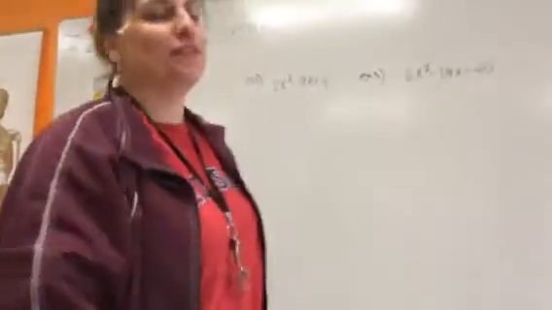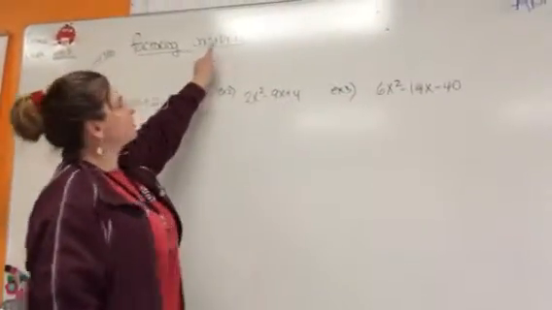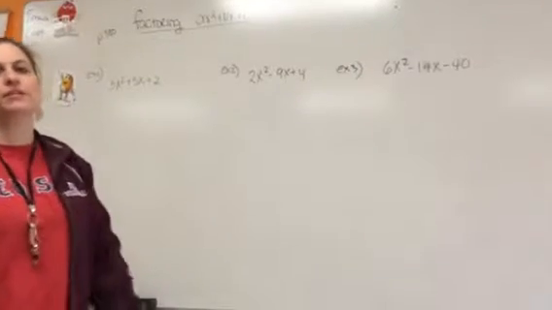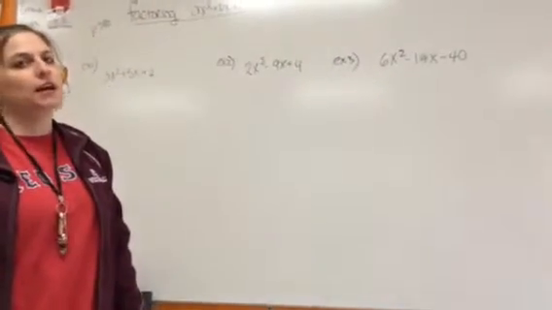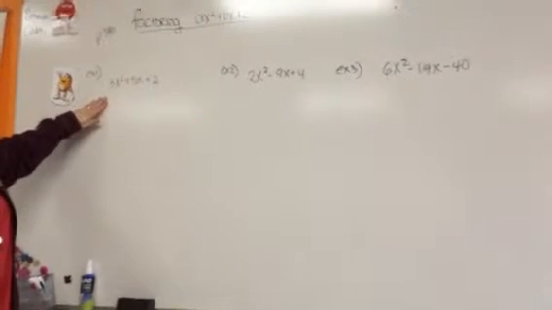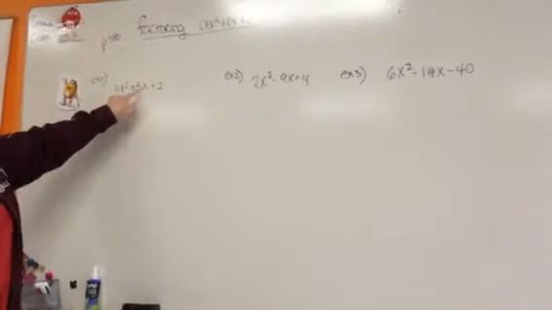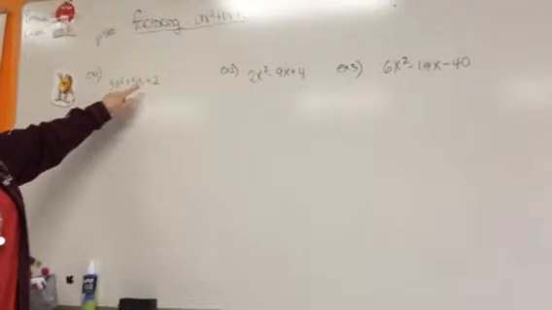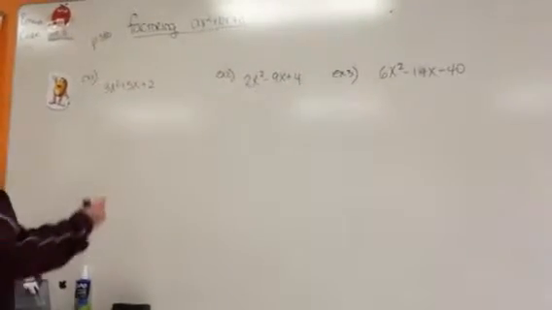Guys, we are doing factoring in the form ax squared plus bx plus c, and this is when it starts to get a little harder. So we have 3x squared plus 5x plus 2, and we have to factor it. First, look at your three numbers and say, is there anything I can take out? No, there's nothing you can take out.